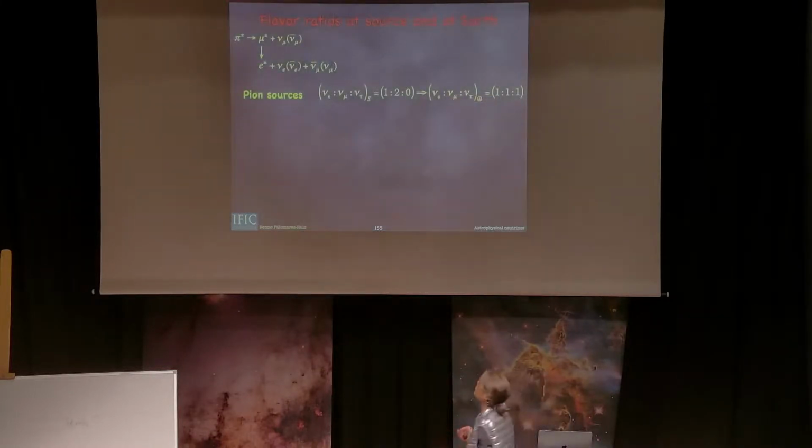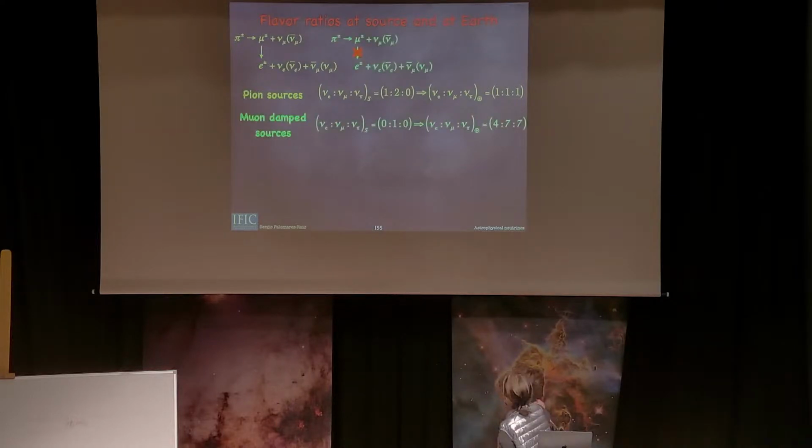So, let's go. Pion sources, again. At the source, 1, 2, 0. This is the mechanism we have. You see, 1, 2, and 1 of those, right? Because for each muon, we have an electron neutrino or antineutrino, okay? But this is translated at Earth as 1, 1, 1, okay?